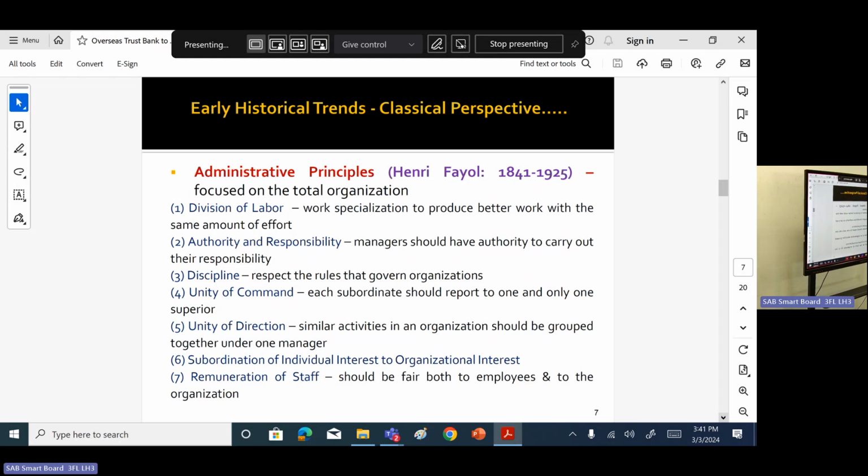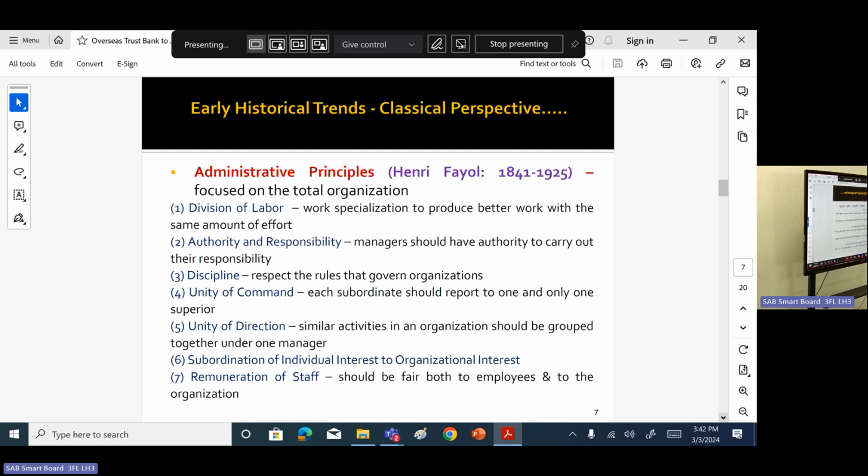Right. Then unity of direction. It is similar to departmentalization. Looking at the similarities of the jobs, they should be grouped into one department or division. Right. Then, for example, in production, marketing, sales, finance, accounting, HR, we see departmentalization.